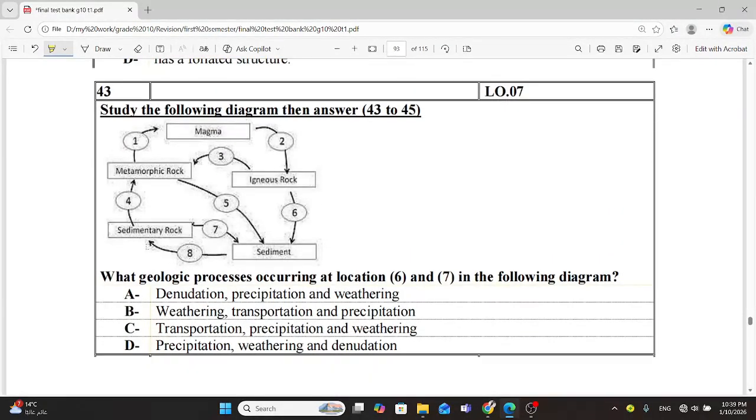بيقول لك ده اللي هو الروك سايكل. بيقول لك what geological process occurring at location 6 and 7 من the following diagram. طيب 6 و 7 هو بيودينا السيدمنت. قلنا السيدمنت أي حاجة هتبقى weathering و transportation و precipitation أو weathering و erosion.